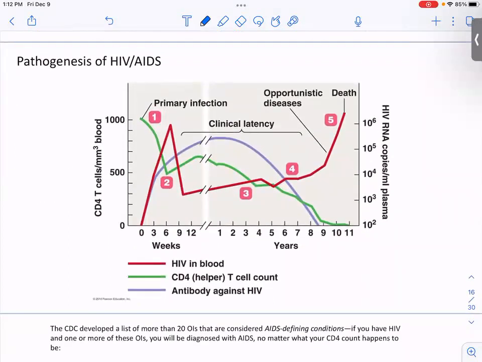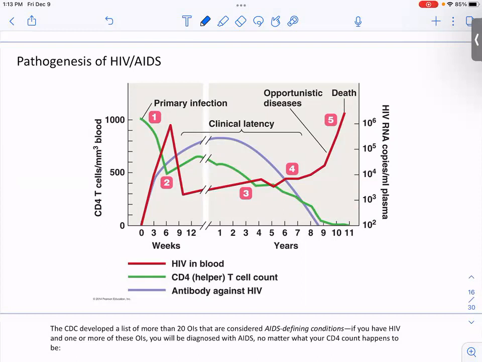Your OpenStax presentation of kind of what's going on in the body, the graph that they give you is a little bit different than this, but it's similar enough. I kind of like this one a little bit better. It's a complicated graph, but it kind of helps you understand what's going on in terms of what kind of cells that it's impacting in the host.